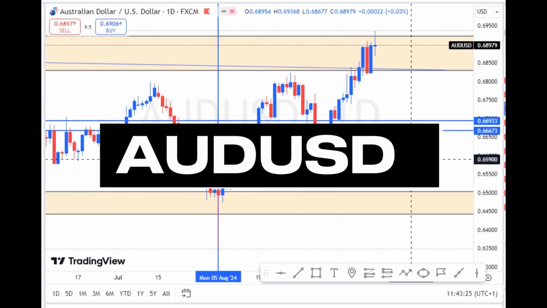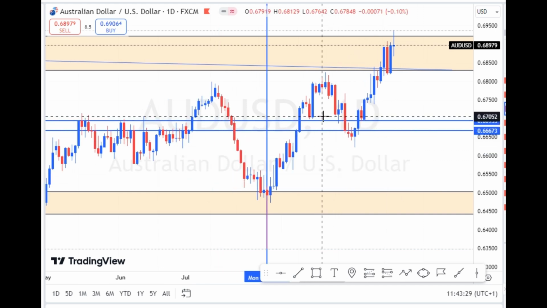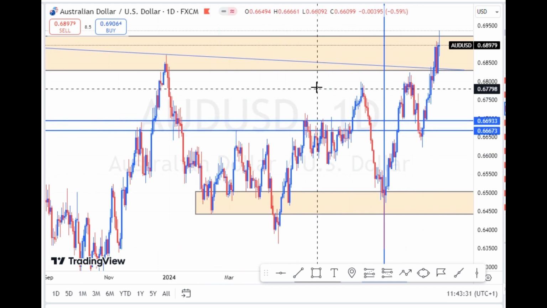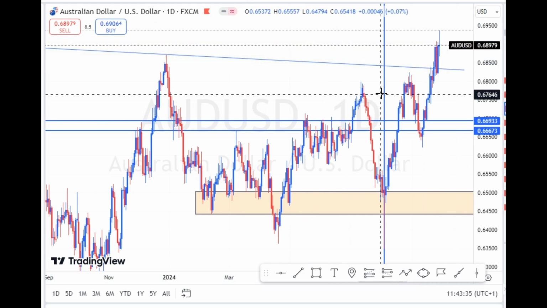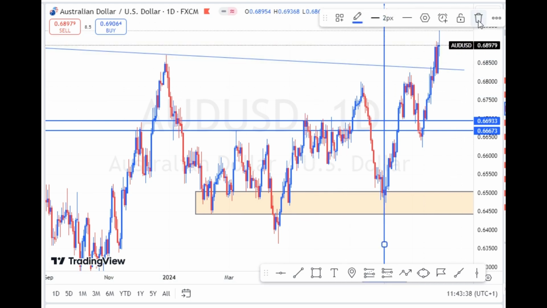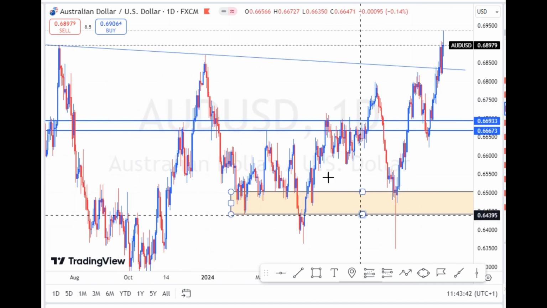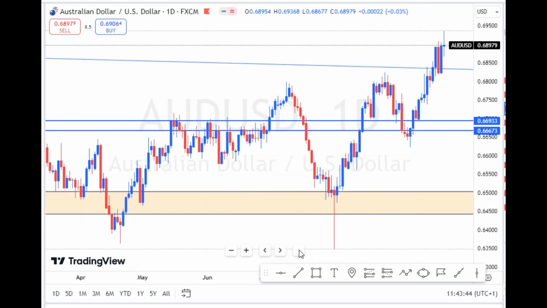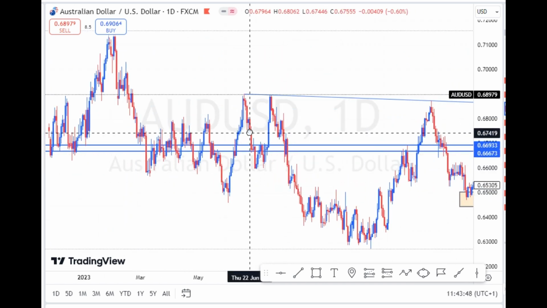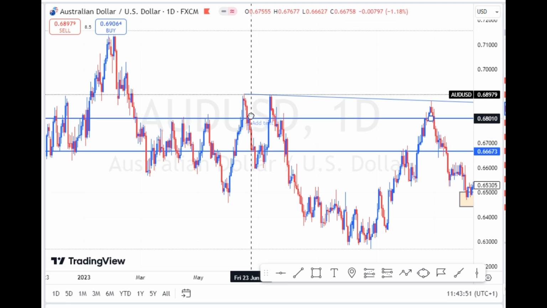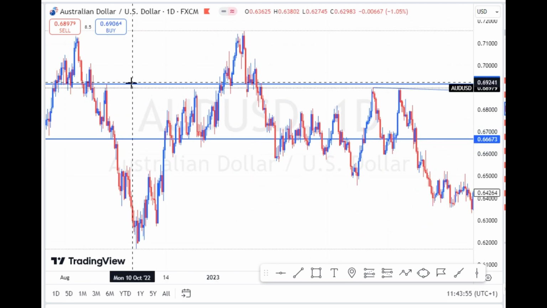Australia USD. Australia USD closed on the daily resistance level. So long as price closes on a daily resistance level, we are expecting price to do a retest back to our support level. So Australia USD closed on this daily resistance level. We have a daily resistance level here, which price failed to close above, which is this level.